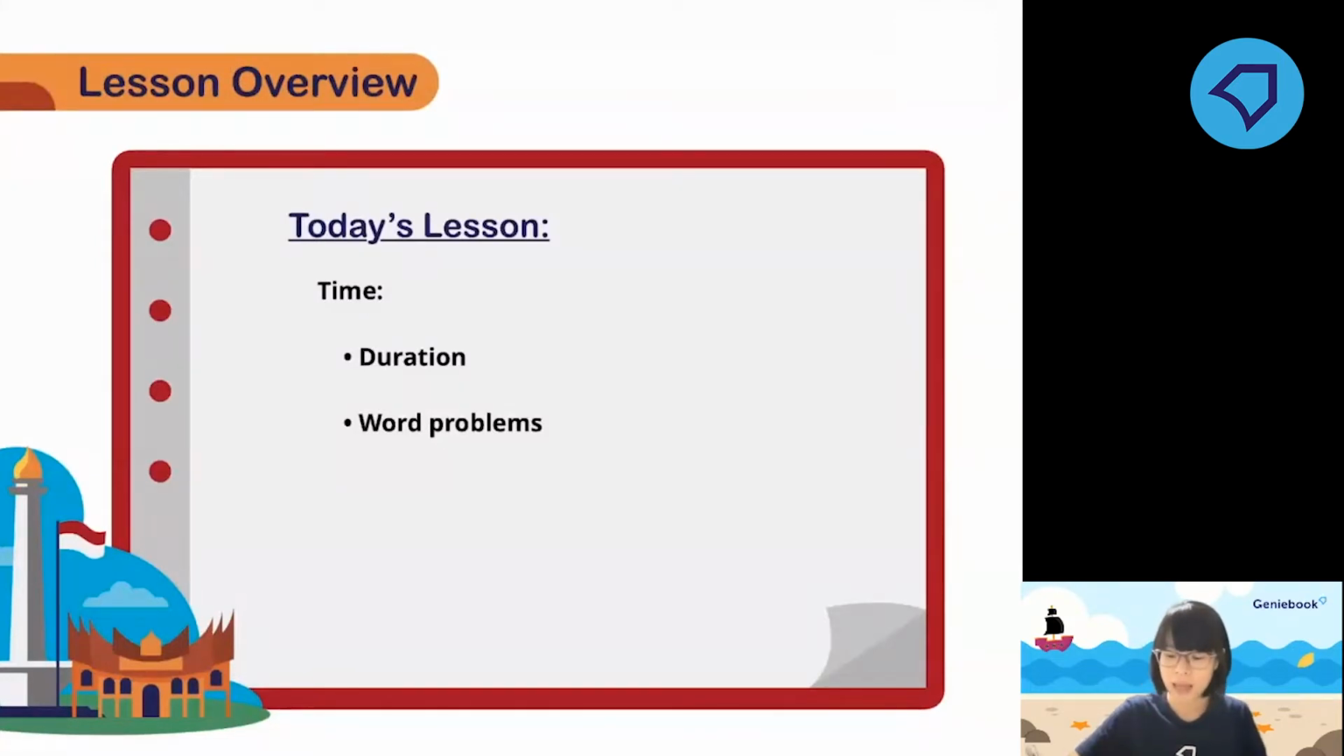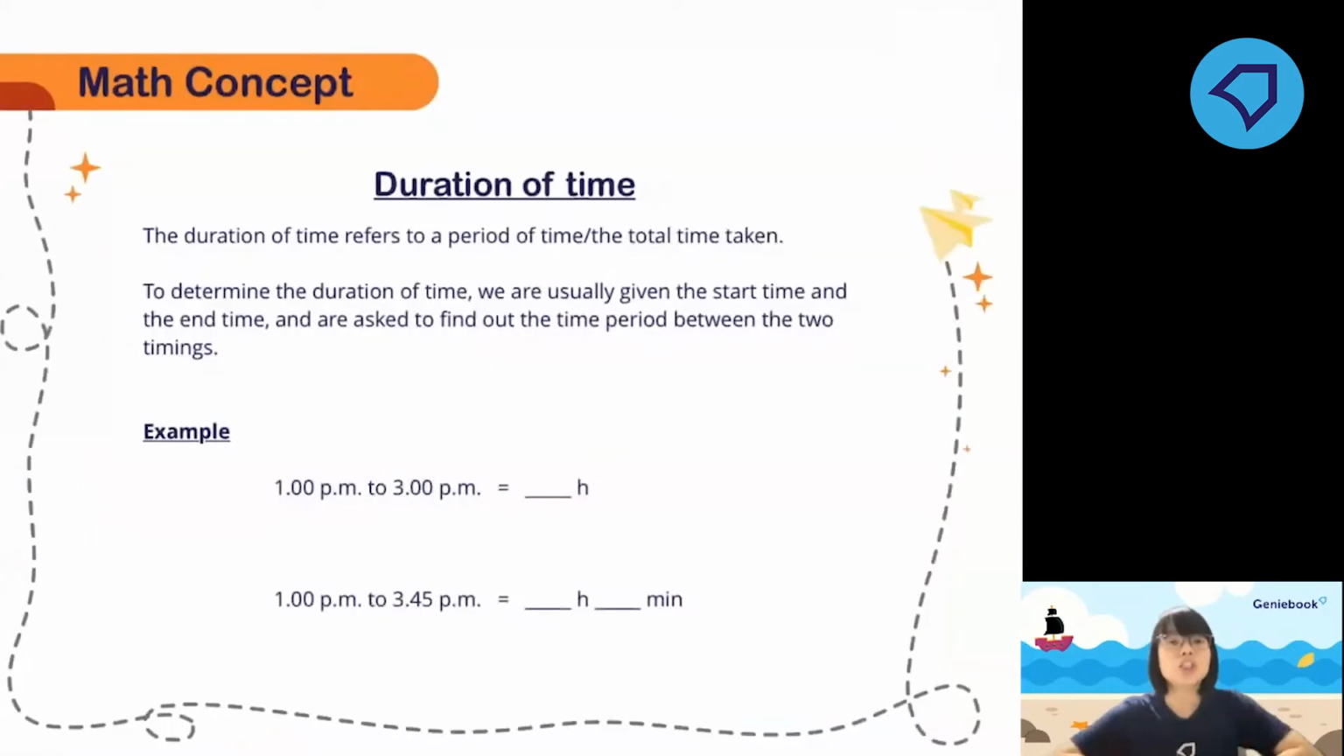Okay. Now, let's take a look over here. Duration of time. Duration refers to a period of time or the total time taken. To determine the duration of time, we are usually given the start time and the end time, and we are asked to find out the time period between the two timings, okay? So, for example, simple one. From 1 p.m. to 3 p.m., what is the duration or how many hours would that take you? 2 hours. Excellent job. 2 hours.